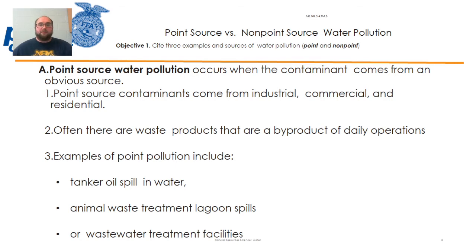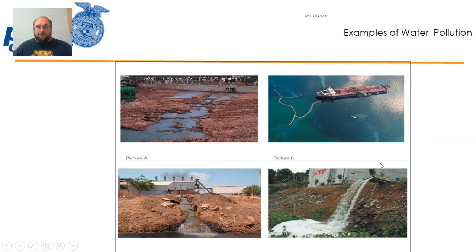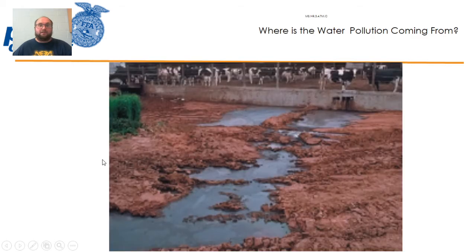So we're going to do another little show and tell. I'm going to show you some pictures and we're going to identify the point source pollution, where the source of the pollution is. I've got 4 pictures here. We've got a feedlot, we've got this boat on the ocean, we've got this factory, and then we have this factory with a pipe. Let's zoom in and take a deeper look at these.